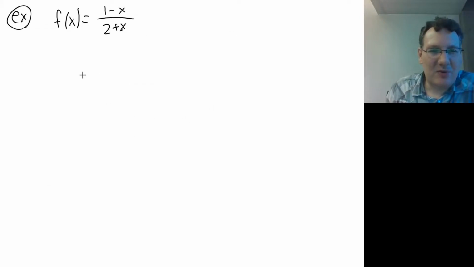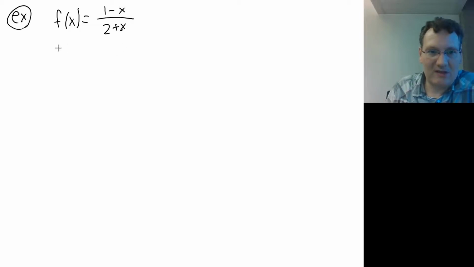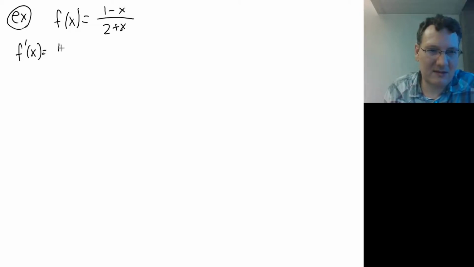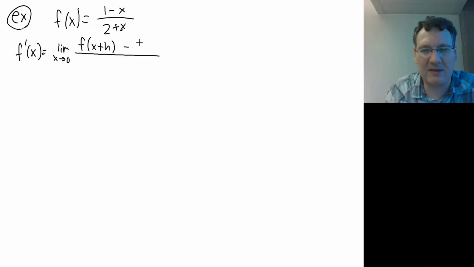Here's another example we'll look at. f of x equals 1 minus x over 2 plus x. So let's find its derivative. f prime of x is the limit as h goes to 0 of, now I'm going to be a little bit more careful right now. I'm going to just write the derivative definition first. I'm not going to skip that because this is a little bit funkier. f of x plus h minus f of x all over h.